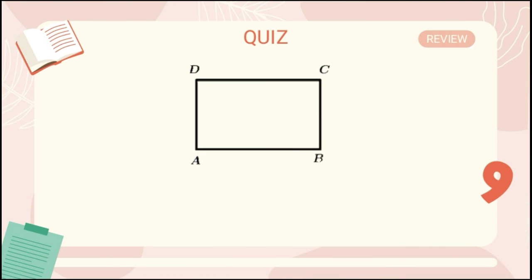And now, list pairs of parallel lines. Yes, line AB is parallel to line BC. And line BA is parallel to line CB.